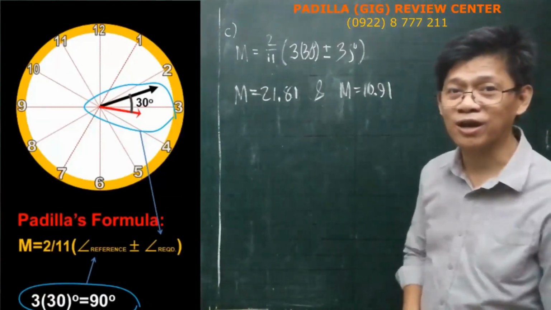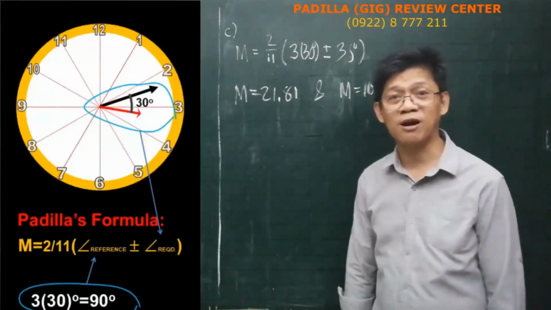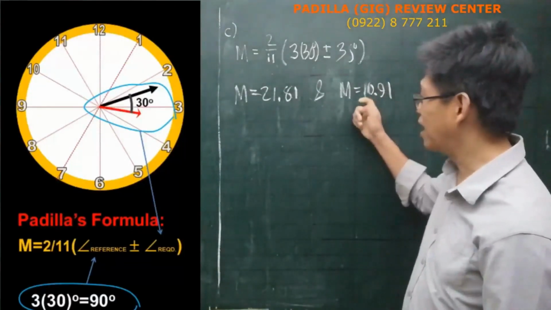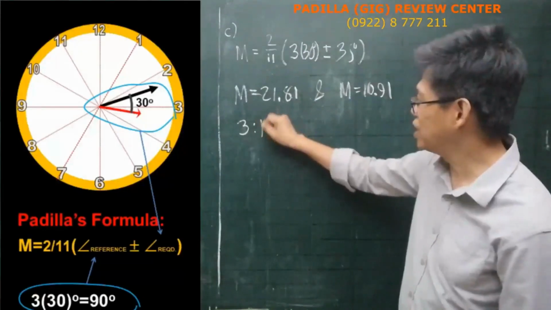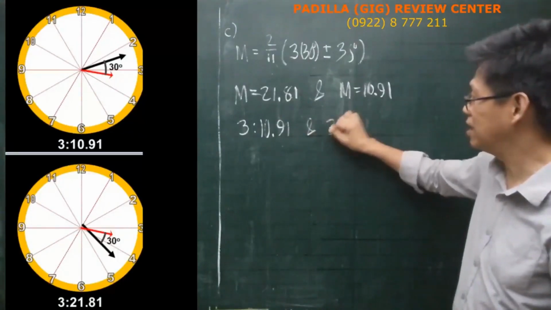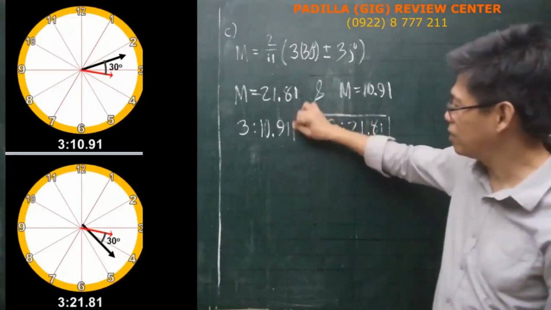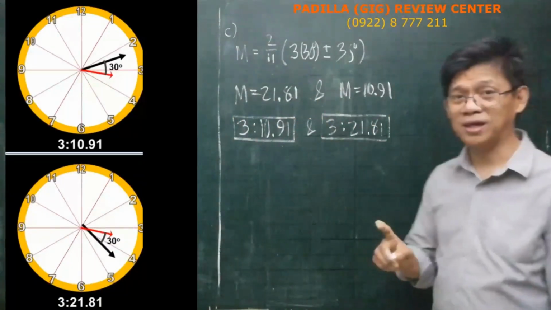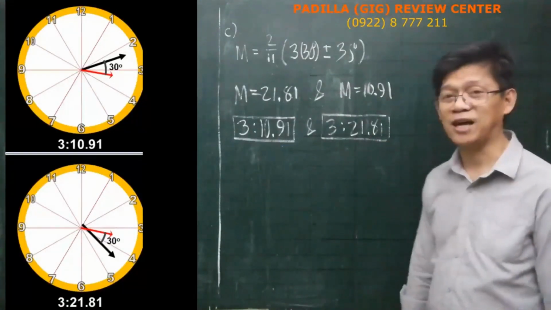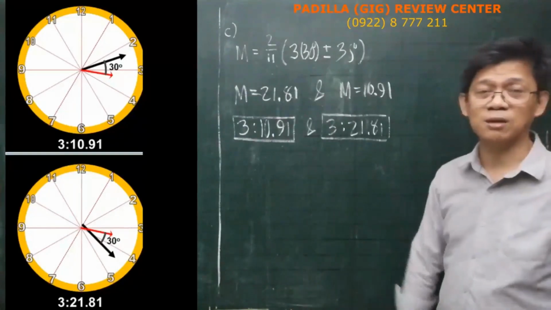It means after 3 o'clock, there will be 2 occasions when the angle between the hour and minute hands will be at 30 degrees angle. The first one is at 3:10.91 and the second is at 3:21.81. So the required condition will be satisfied twice after 3 o'clock. The first one is this, the second one is at this time, 3:21.81. What if this problem appears in the board exam?